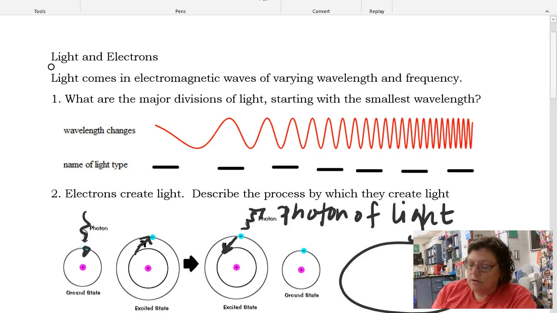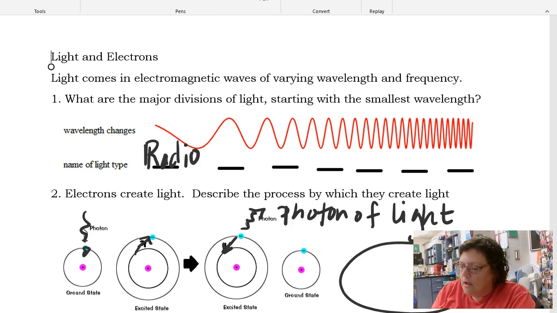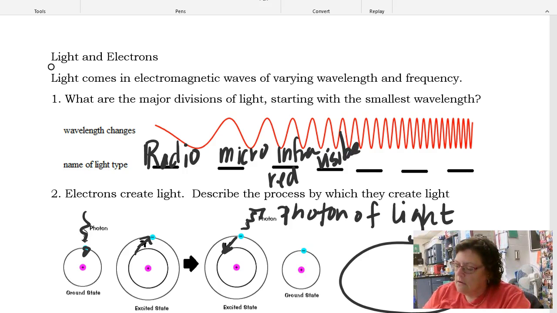We know that the longest wavelength of light is radio. And then we have microwave, infrared, visible, ultraviolet, my brain's not working this early in the morning, X-ray, and gamma radiation.